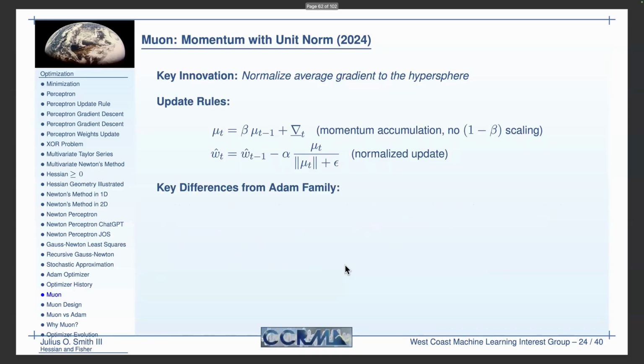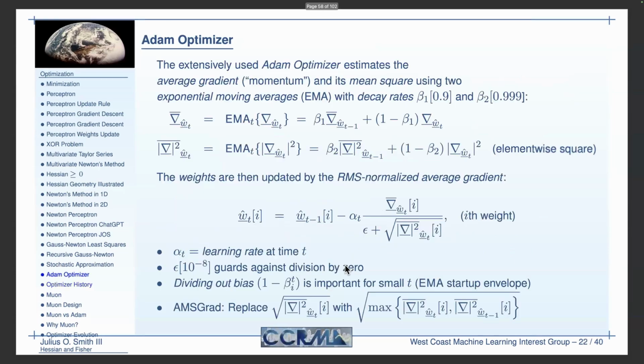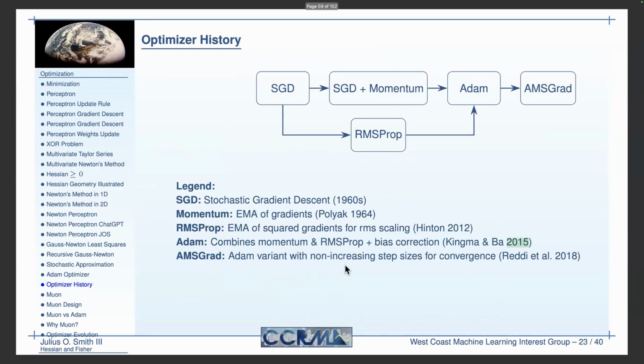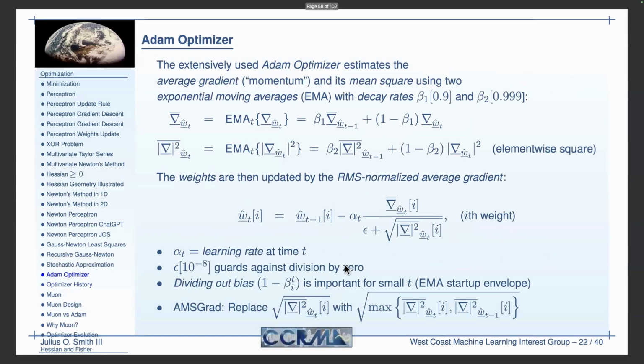Before we go to Muon, do people have a good intuition for Adam? I feel like I have a slightly better intuition based on your explanation, Julius, but I don't know if it would be helpful to give a geometric interpretation to it. Sure, yeah. Well, you're normalizing the gradient element-wise to have a unit norm on average.